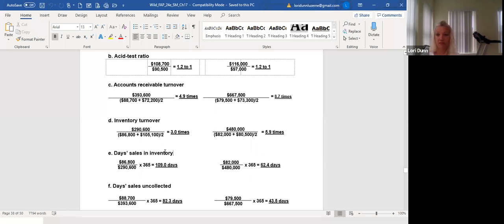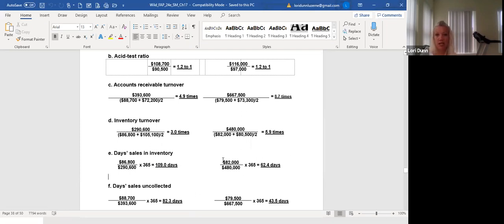Now, let's convert that to days. So let's see how long it actually does take in terms of days to sell the inventory from the day of purchase to the day of sale. So take ending inventory for the year, which for Fargo was the 86,800, divided by cost of sales, and then multiply that by 365 days. 109 days for Fargo.